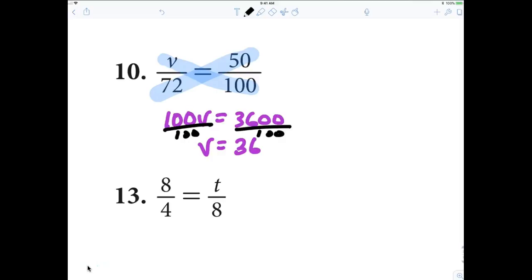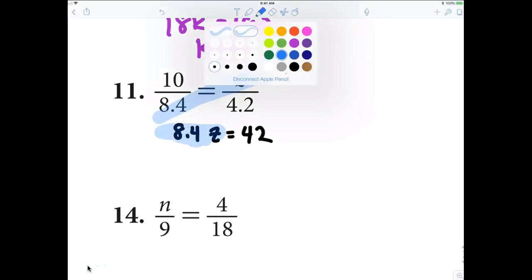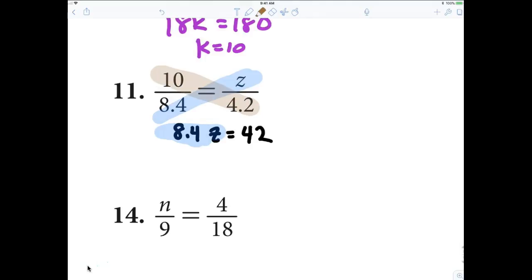All right, let's take a look at 11 now. When I cross multiply, 8.4z equals 42. Does everybody agree with that? How did you get that? 10 times 4.2. Okay, that makes sense. So somebody said z equals what? 5. All right, I'm pretty happy with that. Z equals 5.